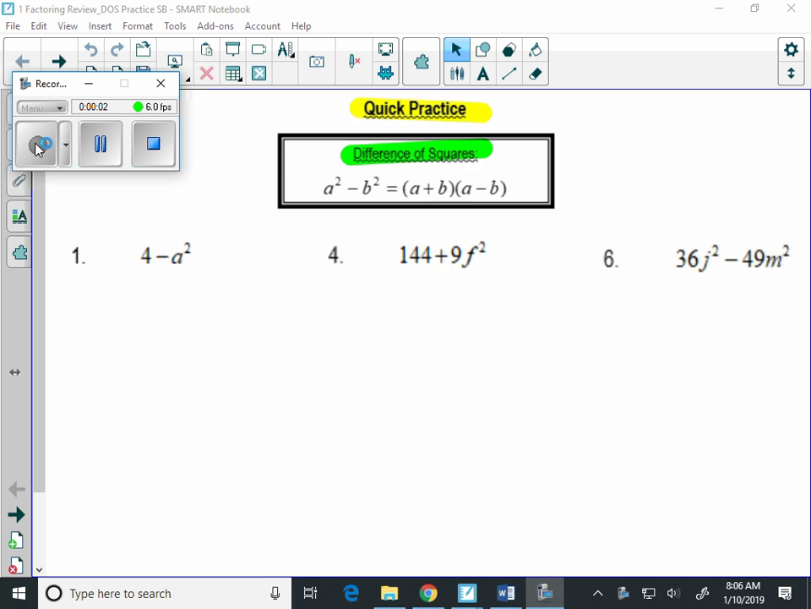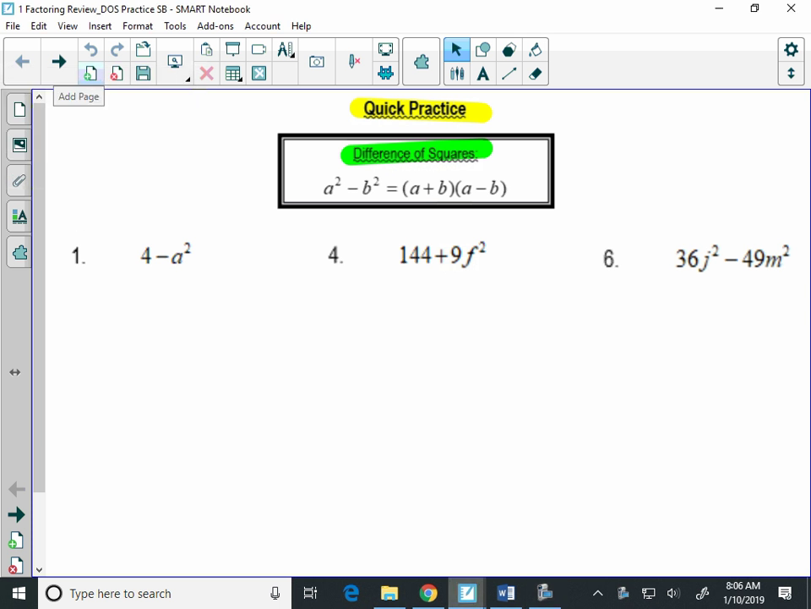All right, 3 quick problems here on the difference of squares practice. I have 4 minus a squared to start. Remember, you always look for a GCF first. So you have 4 and negative a squared. There is no GCF, so I can go ahead and look to decide if I can use this factoring method.